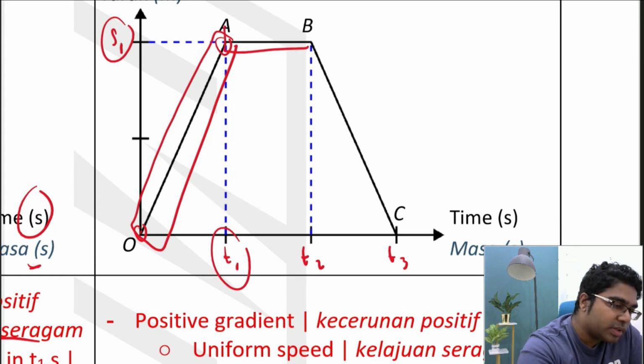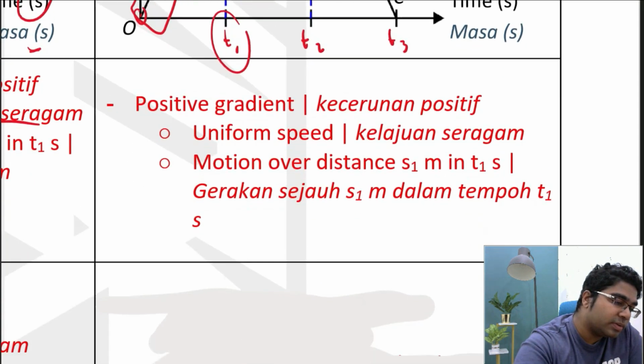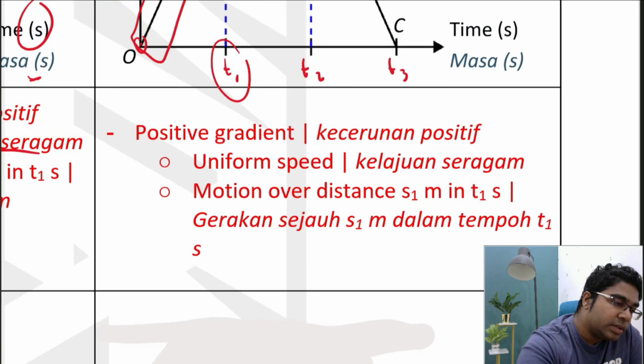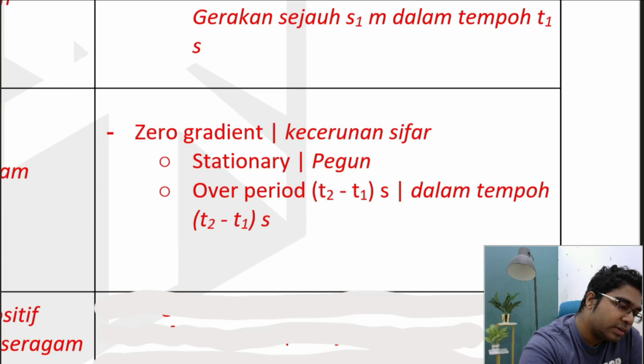Dan A to B pun sama. Sini pun kita tahu. Jika dia garisan mendatar, if it is a horizontal line, that means it is kecerunan sifar. Gradient is 0, maksudnya dia pegun, stationary. Okay, this one also kita sudah pandai. Tempoh masa dia T2 tolak T1. So, this one, nothing new here.